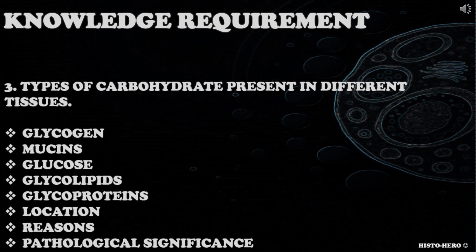When addressing this knowledge requirement, candidates should consider glycogen in liver and skeletal muscle, presence of mucins in GI and respiratory tract and mucous membranes, presence of glucose in brain and blood, presence of glycolipids and glycoproteins within cell membrane, the healthy location, function, pathological significance of their presence or absence.